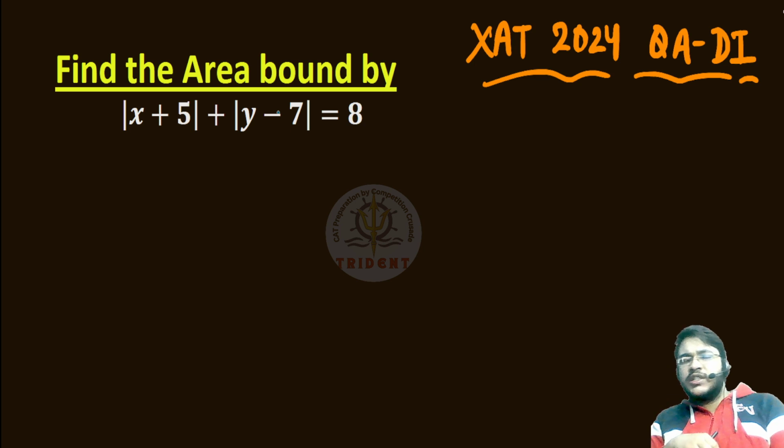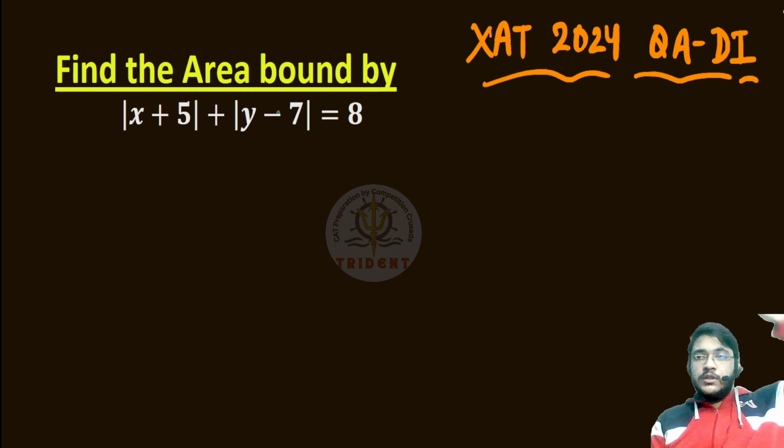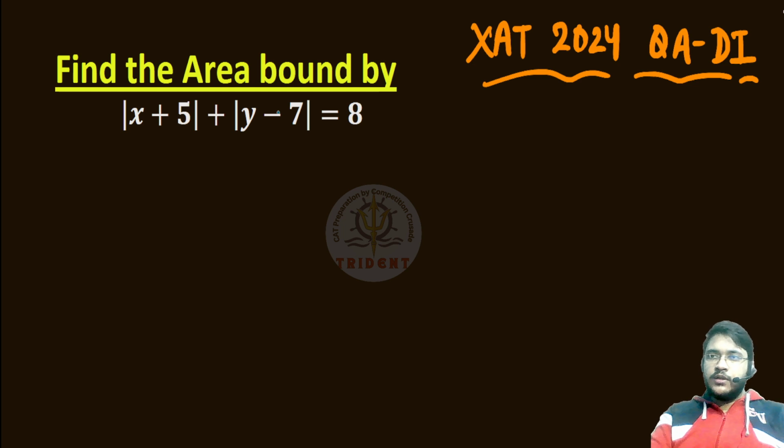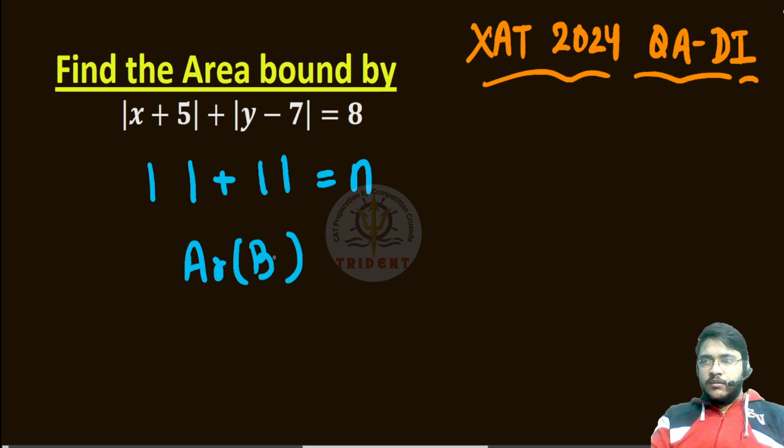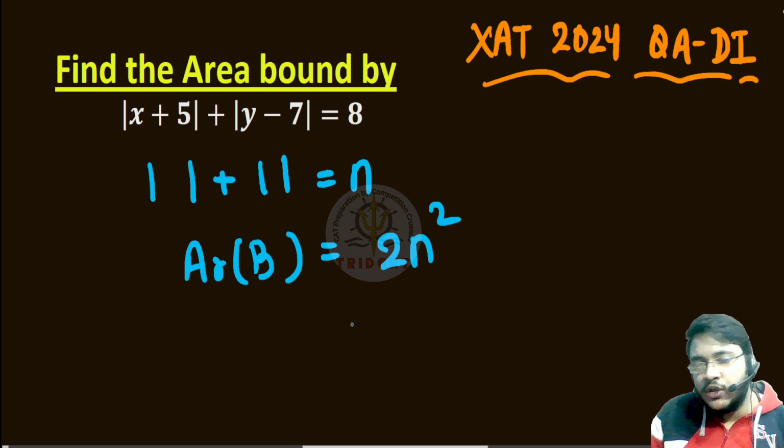You have questions like this in the recent XAT papers. So that is why I think it is all the more important for me to discuss this one. The fact of the matter is that there are standalone theories on this also. For example, there is a theory which says that if you encounter mod plus mod is equals to n, then the area of the region bounded by that figure is given by the formula 2 into n square.